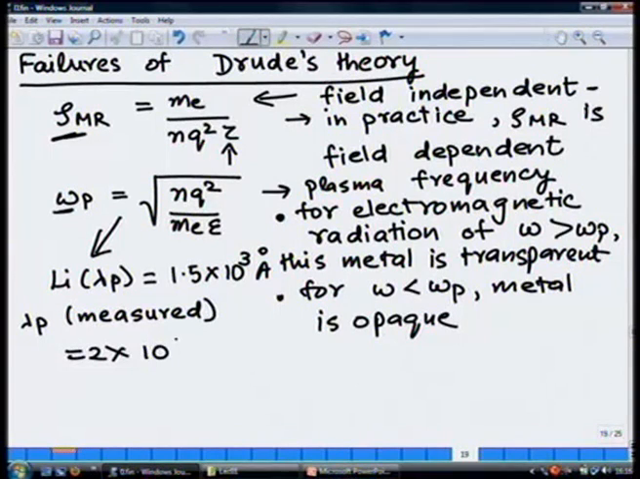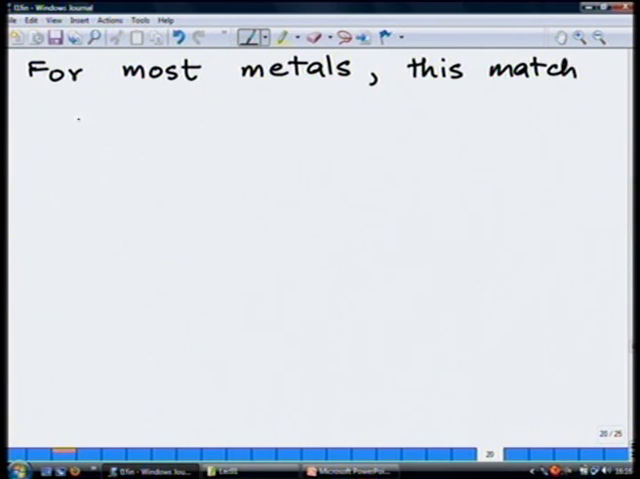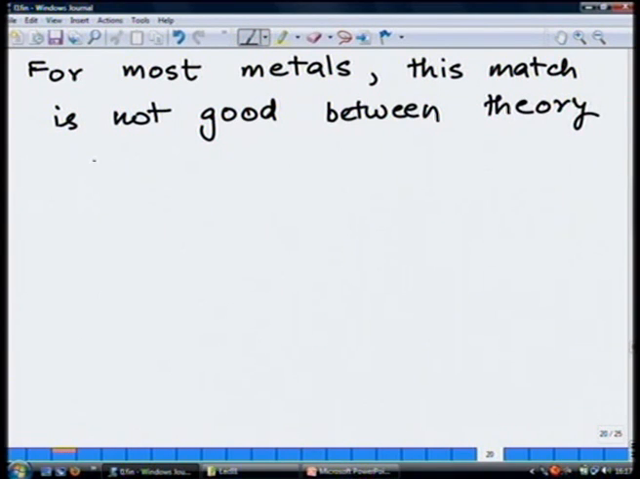But for most other metals, this match is not good between theory and observation or measurements. So, these are a few examples of failures of Drude theory.